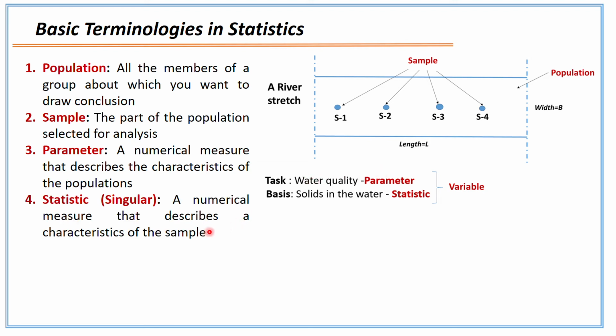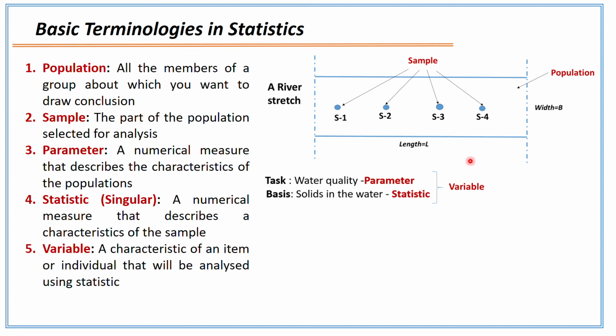And what is statistic? Whatever chemical composition I am measuring in the sample, it is called statistic. And please keep in mind that this statistic is singular. It is singular word and not the statistics as a whole subject. So what does statistic mean? Statistic is a numerical measure that describes the characteristic of the sample. Keep in mind that it is for the sample, and parameter is for the whole population. So based on the sample analysis, I will report for the whole river, whole stretch of river, and it is called parameter.